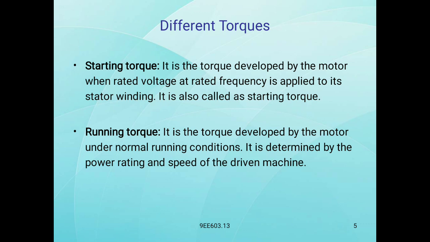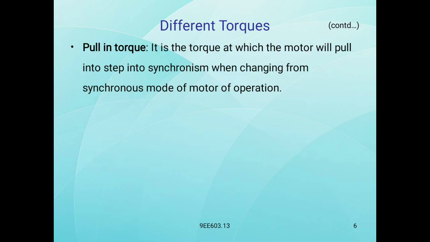Now running torque: it is the torque developed by the motor under normal running conditions. It is determined by the power rating and speed of the driven machine. Now the next one is pull-in torque.